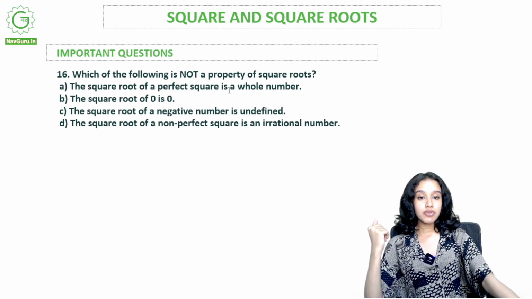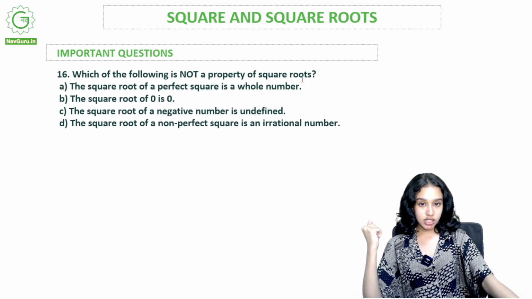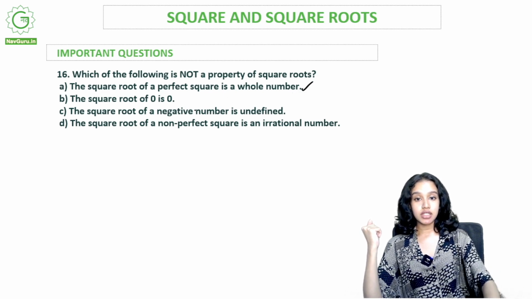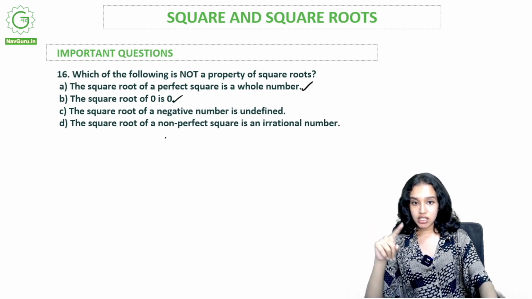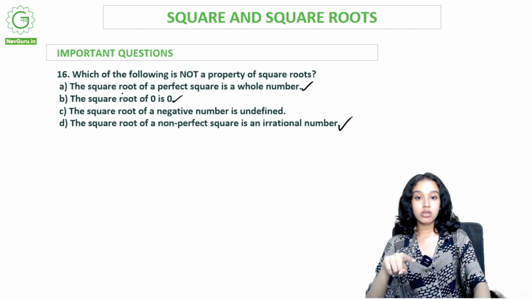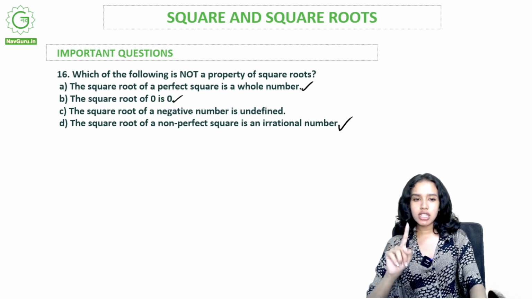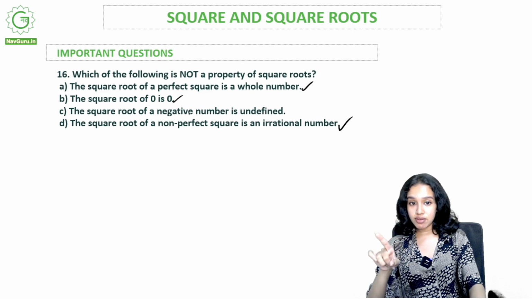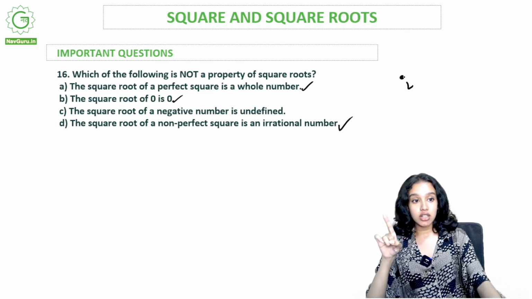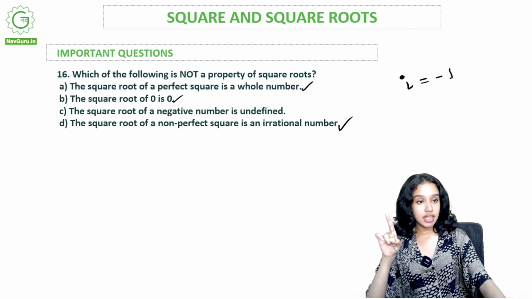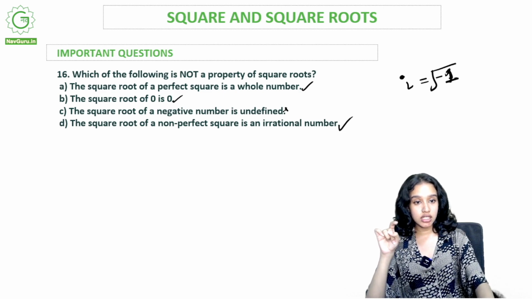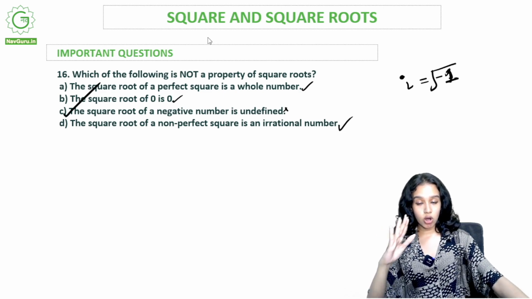Now, which of the following is not a property of square roots? The square root of a perfect square is a whole number. This is the right one. The square root of 0 is 0. The square root of a negative number is undefined. The square root of a non-perfect square is an irrational number. This is also true. So, the square root of a negative number is not undefined. The square root of a negative number is represented by a digit called i. We represent i as the root of -1. So, this is the wrong statement, so this is the right option.